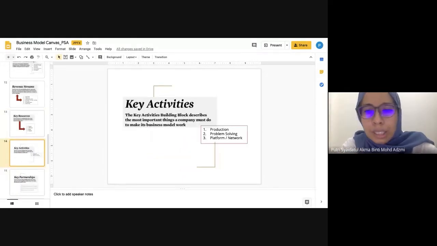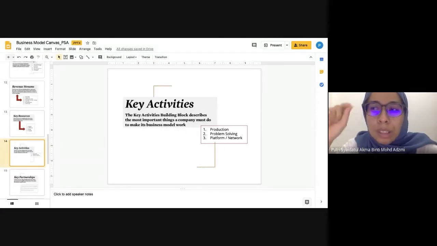Once you have your key resources, then you'll be able to think about your key activities. When I say key activities, I mean the important things that a company must do to make their business work. If you have a product, how do you do the production? Who are your suppliers? At this moment, maybe you think you only have an idea, but you must at least list down who your suppliers will be, so you can figure out who you will contact.